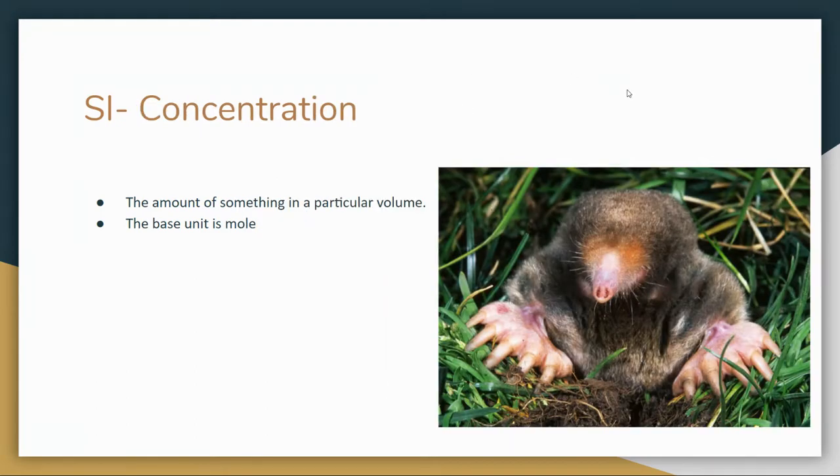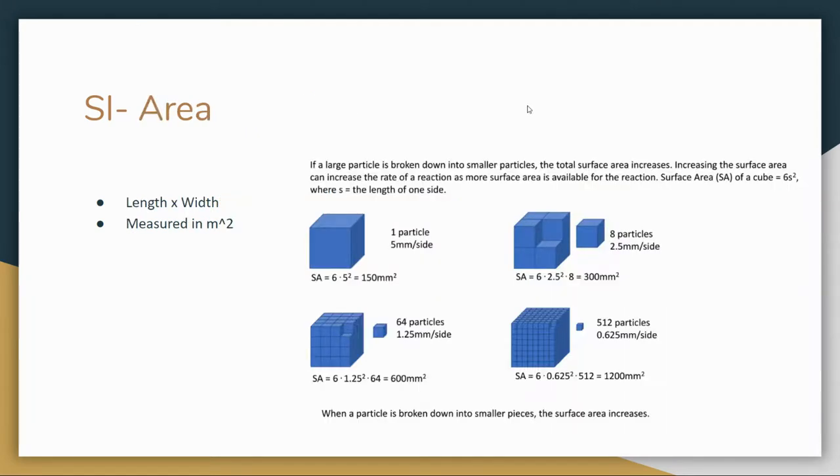Concentration is the amount of something in a particular volume, and the unit of measurement for concentration is a mole. The abbreviation of mole is you just take the E off: MOL. All right, so area. Area is length times width, and the unit of measurement is always squared because you're multiplying two different measurements together. So it's like meter squared or kilometer squared or centimeter squared.